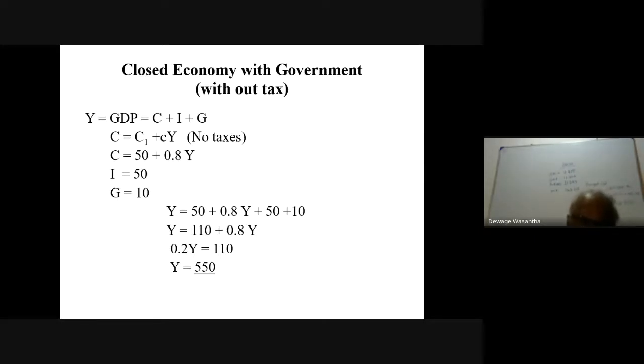GDP equals C plus I plus G. 50 plus 0.8Y is the C. Investment, how much? 50. G, how much? 10. Then you add the numbers: 50 plus 50 is 100, and 100 plus 10 is 110. Plus 0.8Y. If you take 0.8Y to the left-hand side of the equation, Y minus 0.8Y is 0.2Y equals 110. Y equals 550. In this model, GDP, or the income, is 550.